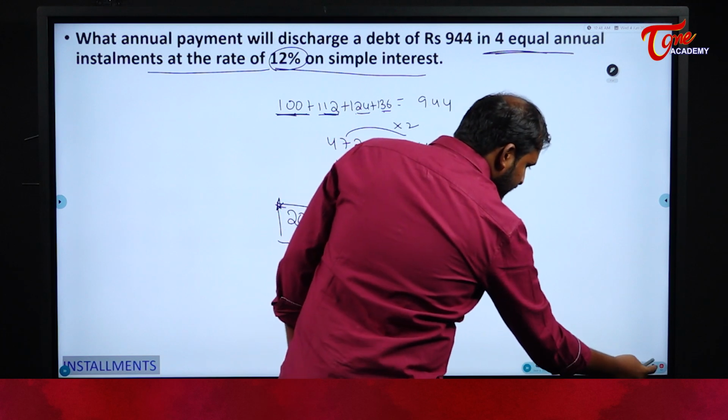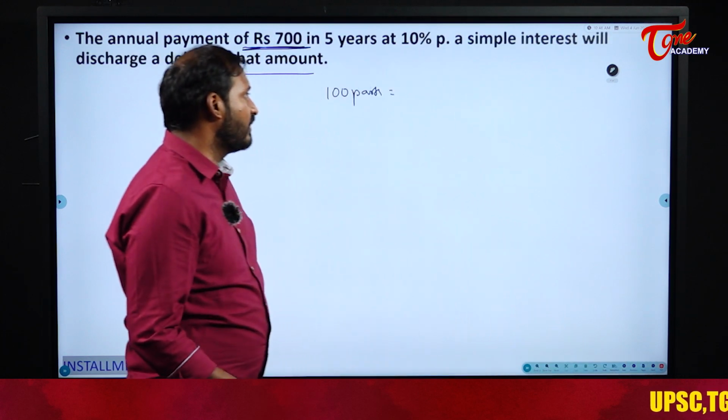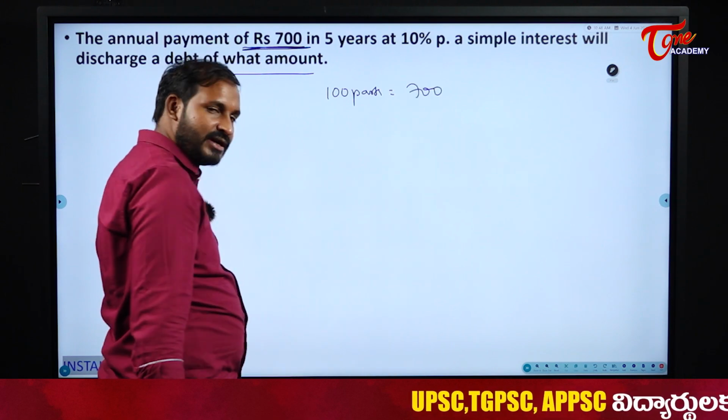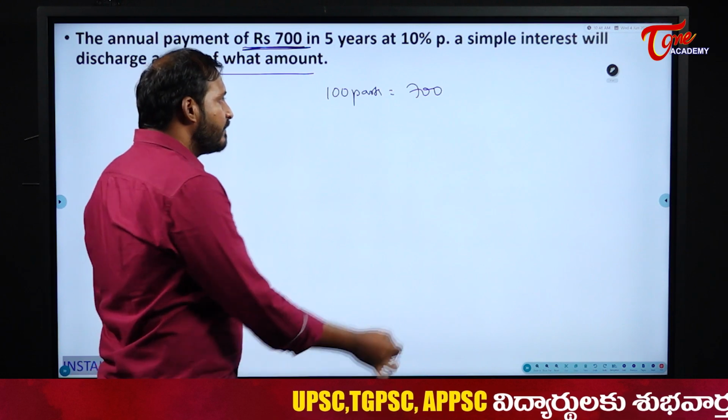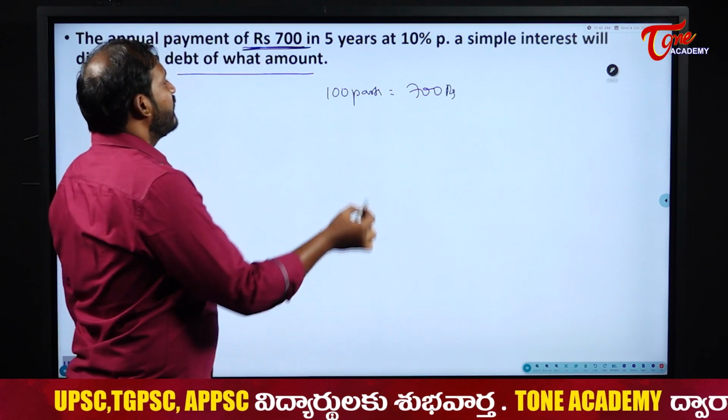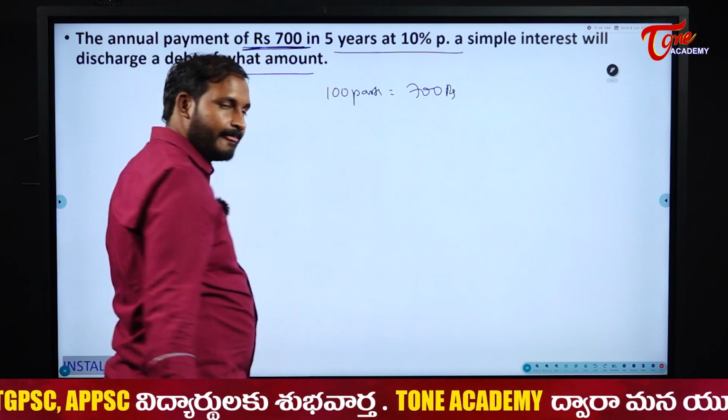So, in this case, they have given us the annual installment. What is the annual installment they have given us? 700. That means 100 parts is 700. Okay, good, super. 100 parts is 700 rupees. This is given in the question. Now, for 5 years at 10% per annum.